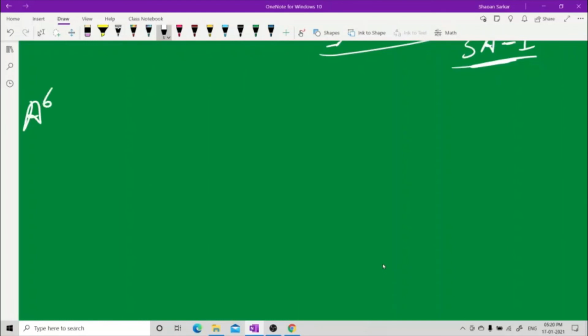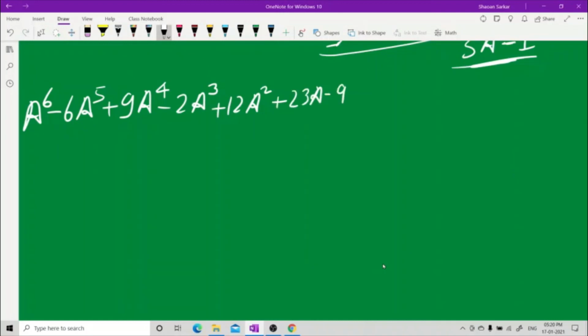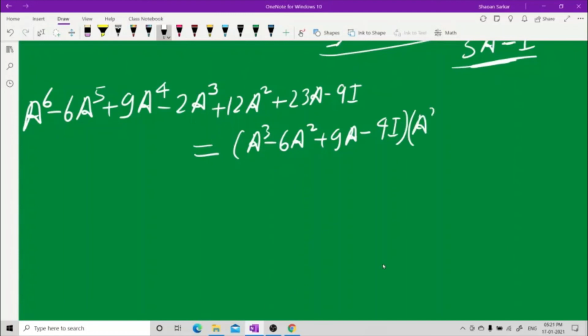Now this becomes your A^6. Let me write: A^6 minus 6A^5 plus 9A^4 minus 2A^3 plus 12A^2 plus 23A minus 9I is equal to your this A^3 minus 6A^2 plus 9A minus 4I, this was your characteristic equation, into A^2 plus 2I, and then your remainder is 5A minus I.